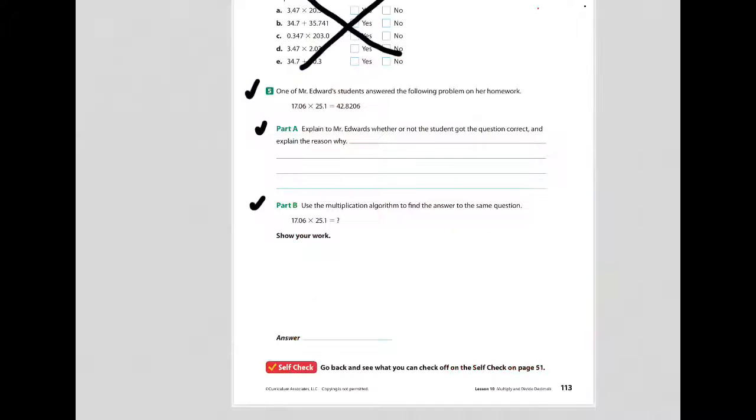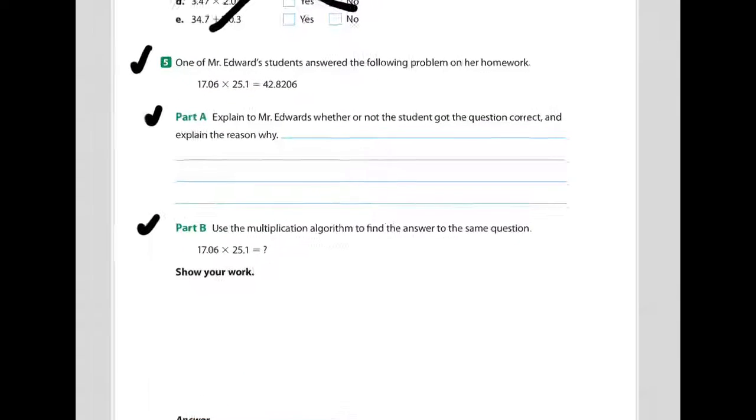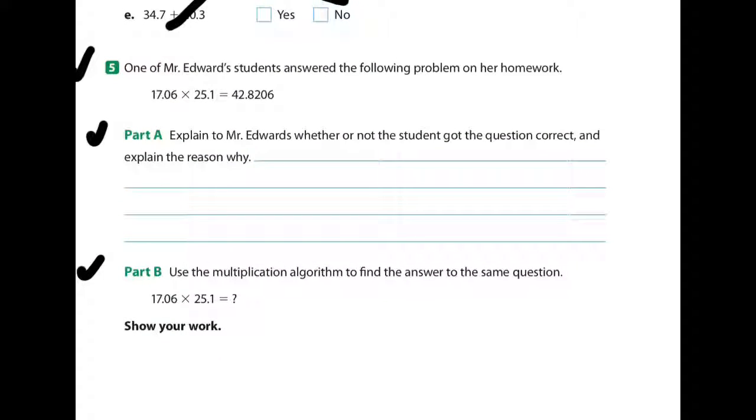All right, so in number 5, it says, one of Mr. Edwards' students answered the following problem on her homework. And part A says to explain to Mr. Edwards whether or not the student got the answer correct and explain the reasons why. All right, so let me start here.